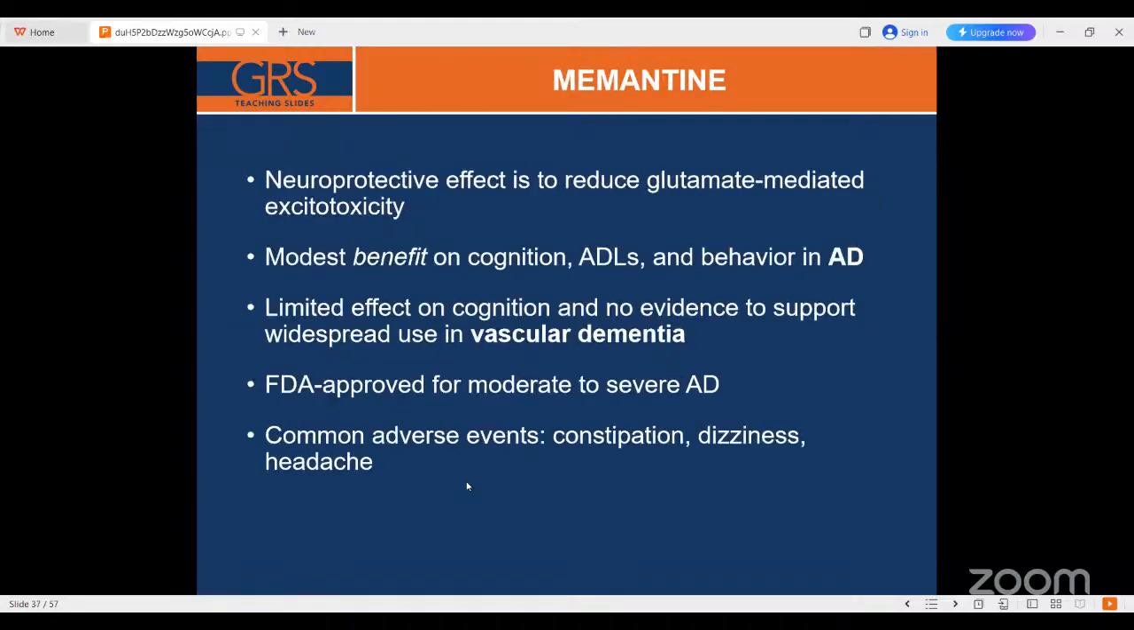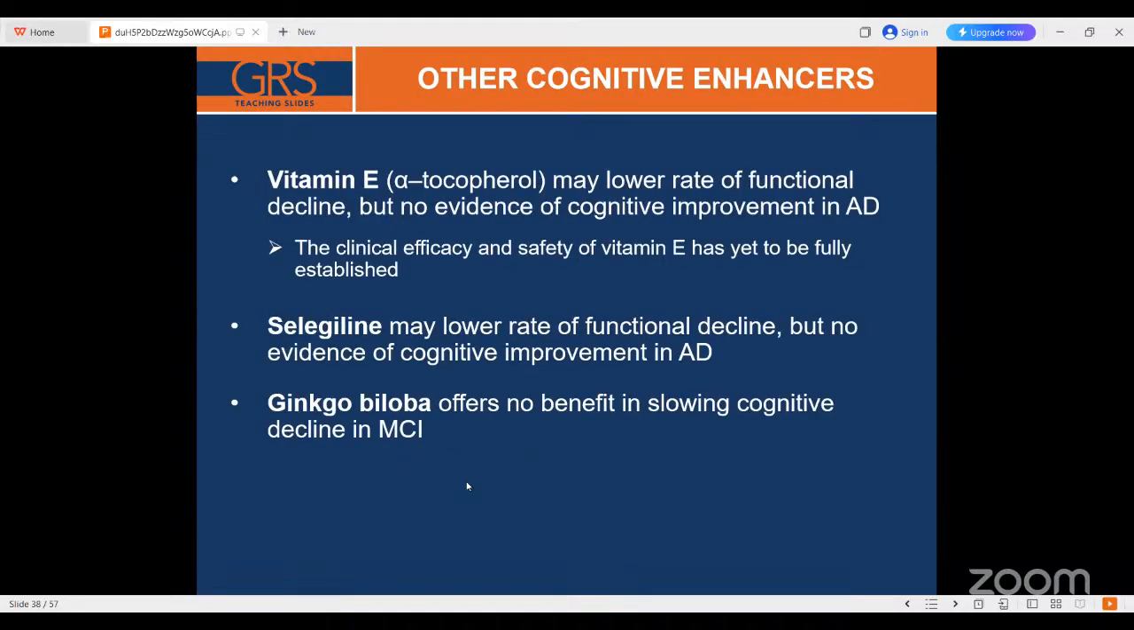So we're going to continue our medication. We have vitamin E. Vitamin E is thought to lower the rate of functional decline, but it does not have FDA approval yet, though some studies show it improves cognition in patients with Alzheimer's disease.